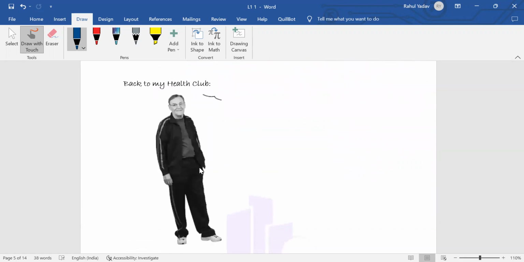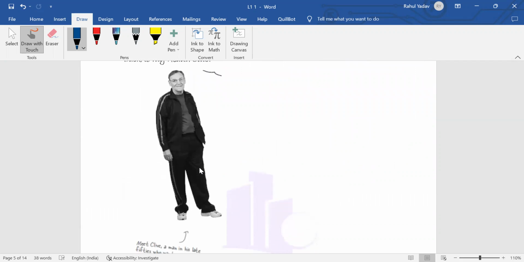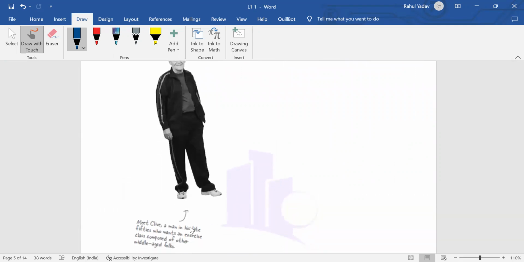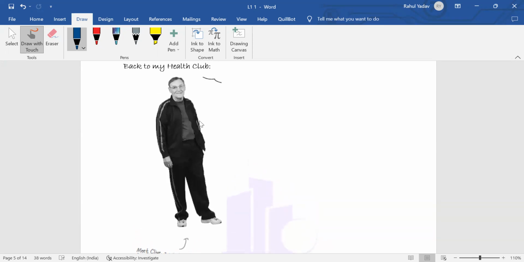Great. So I'm running the health club, and someday a man in his late 50s comes in who wants an exercise class composed of other middle-aged folk. This is my club, so we have age groups: 15 to 25, then 25 to 35, 35 to 45, and 45 to 60. We have these kinds of age groups.